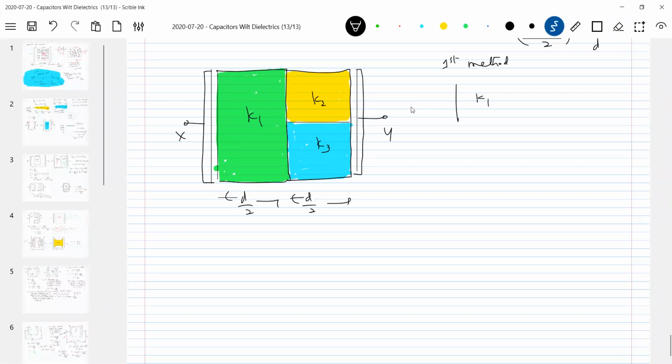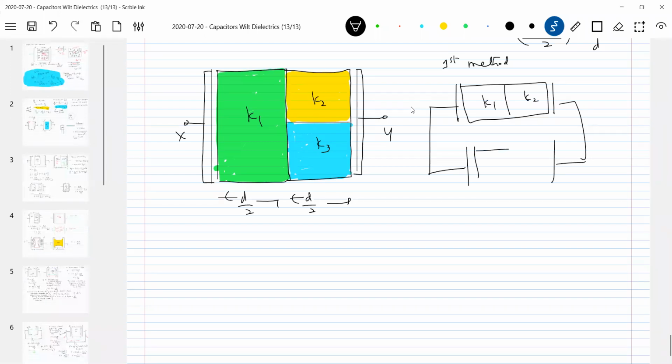K1. K1 K2, here it will be, and after this you know that K1 K2 they are in series, K1 K3 they are in series, and we can proceed here. So why only we should do like this?